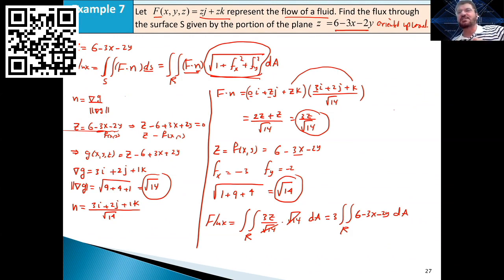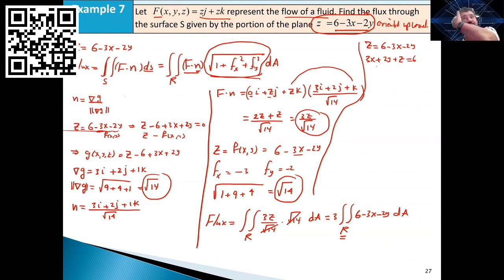All right, guys, so this is the formula. Now the question is, what on earth is my region? Where is my surface? This is my surface. Remember, always the surface is in the z equation. So let's think of this as a surface. You have z. Move everything to one side. So you have 3x plus 2y plus z equals 6.